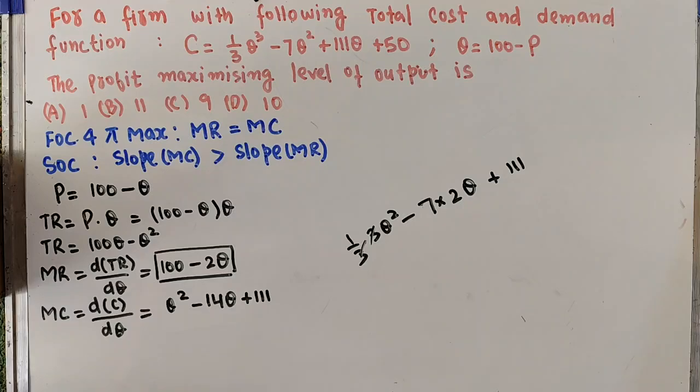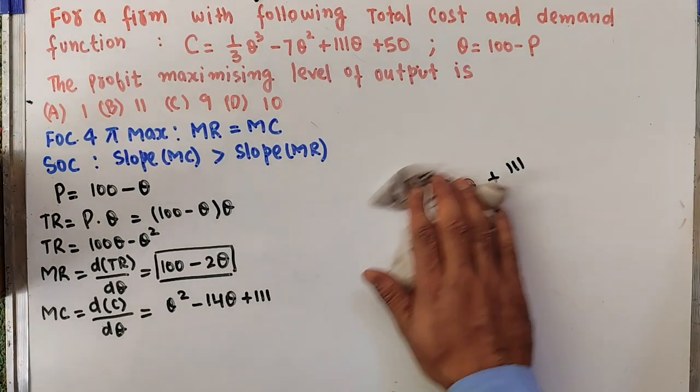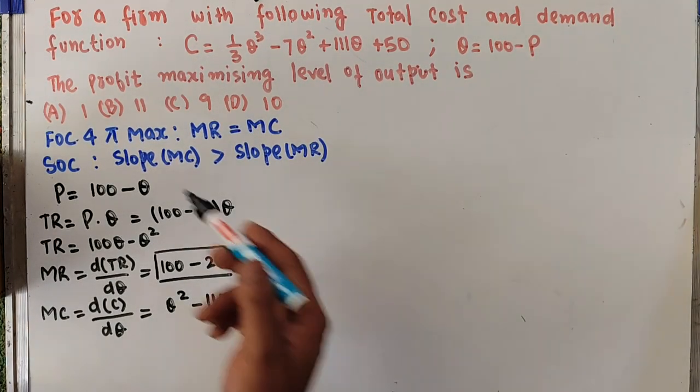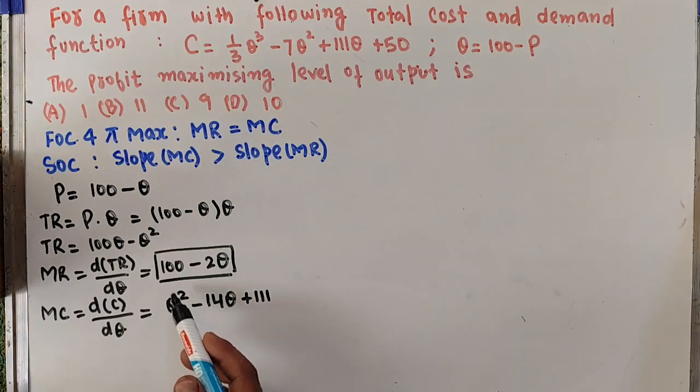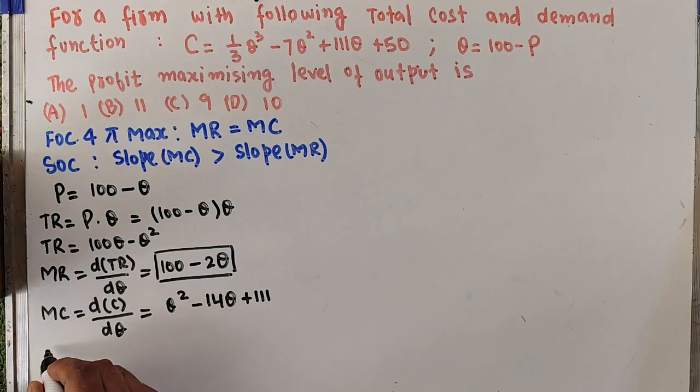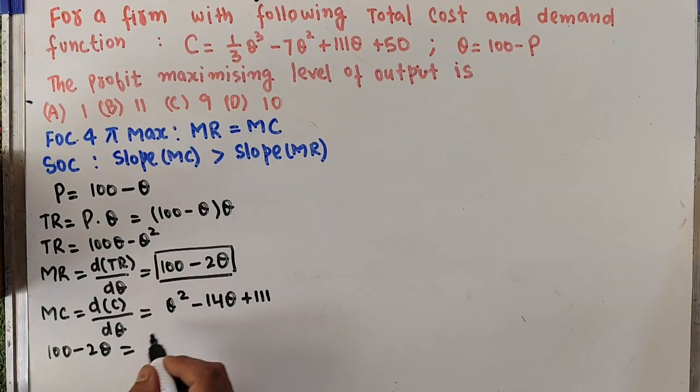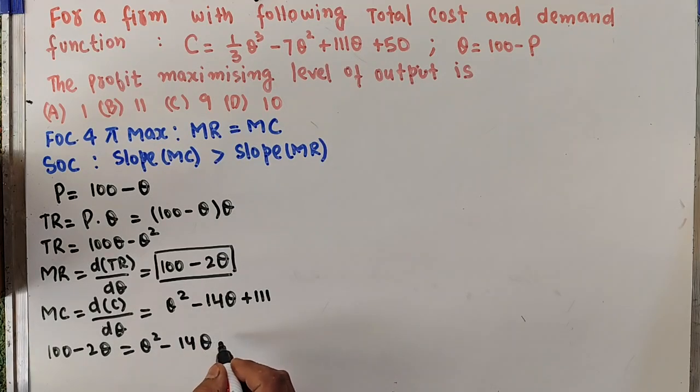Having said that, let us apply the first order condition. It requires that we equate the marginal revenue with the marginal cost. So this is our marginal revenue function, this is our marginal cost. We equate them with each other. So we have 100 minus 2Q, which is our marginal revenue, and we equate it with the marginal cost function, which is Q square minus 14Q plus 111.